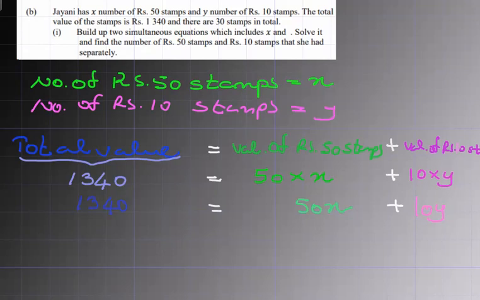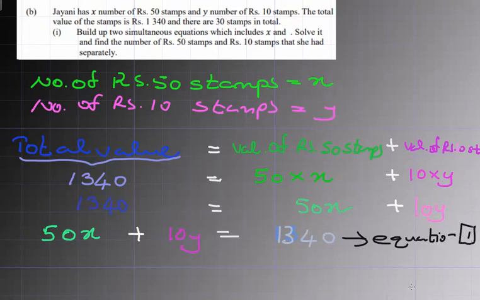Normally, when we write equations, we write the letters in the left and the number in the right. So let's do the same thing for this. It is not a compulsory step, but just to make it beautiful. 50x plus 10y is equal to 1340, and that's our first equation. So let's label it as number 1. Equation number 1.